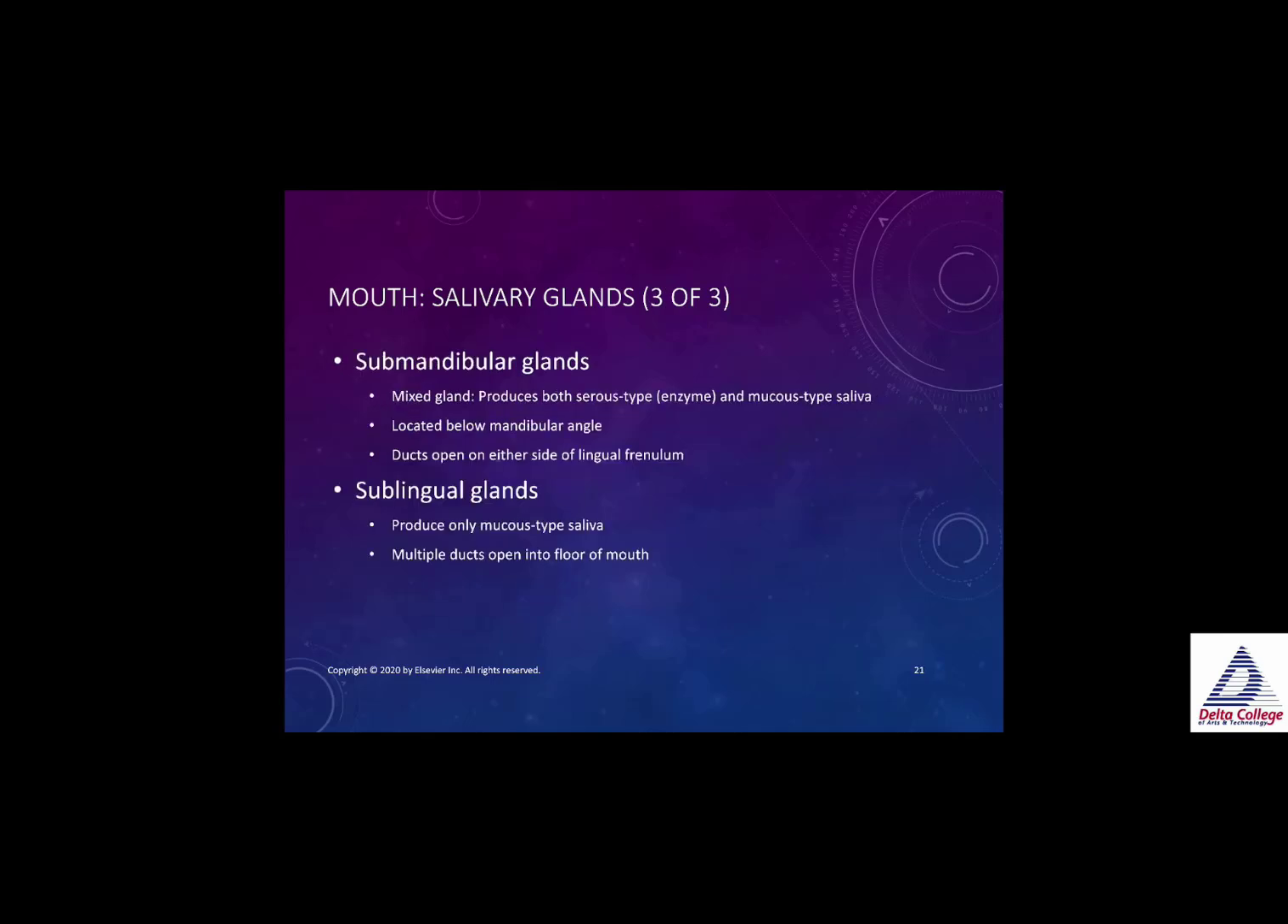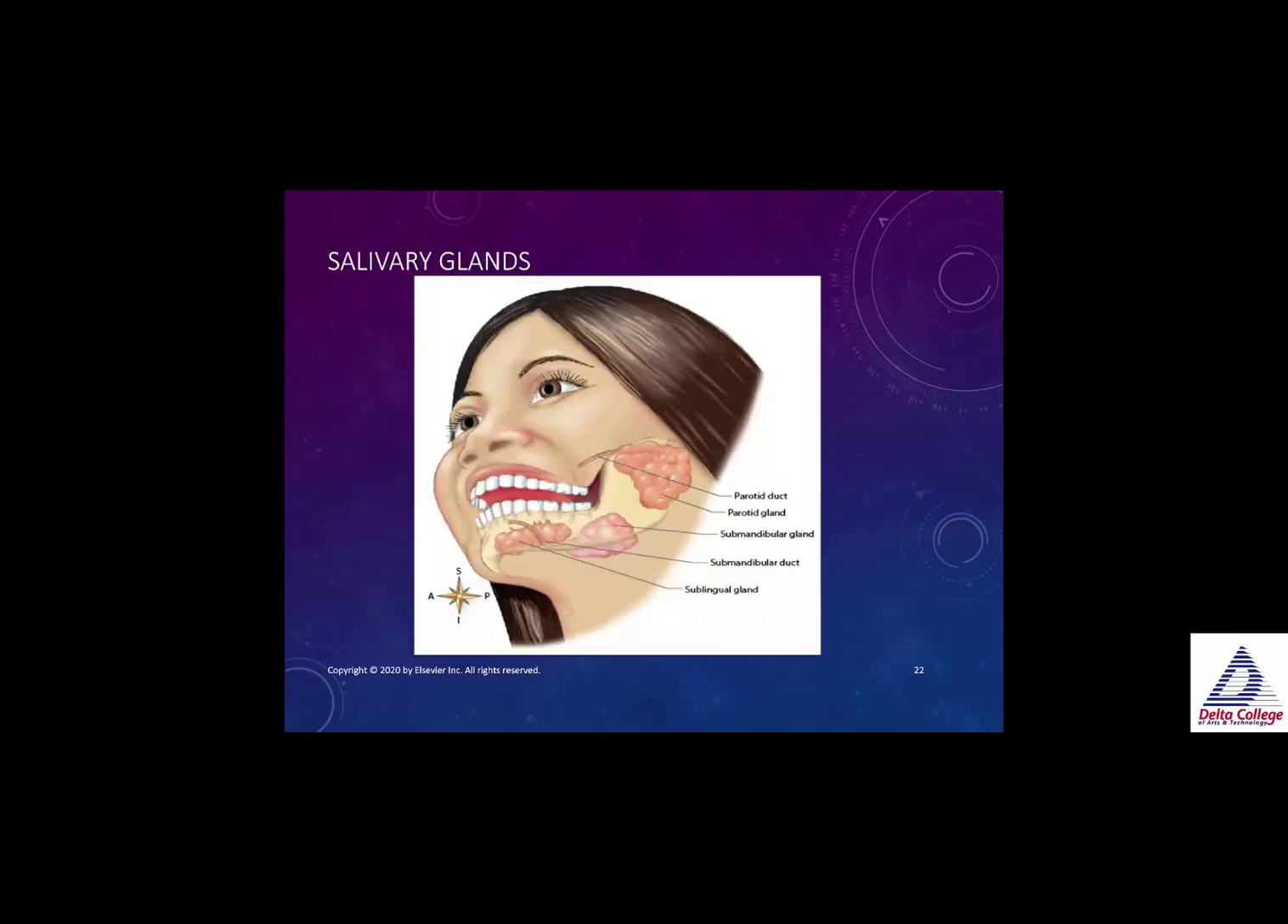Then we have our submandibular glands. This is a mixed gland that produces both serous type, with enzymes, amylase, and mucus type, no enzyme, saliva. This is located below the mandibular angle, and ducts open on either side of the lingual frenulum. Our sublingual glands produce only mucus type saliva, and there are multiple ducts that open in the floor of the mouth. Here you can see where the parotid duct and parotid glands are, the submandibular gland and ducts, and the sublingual gland.